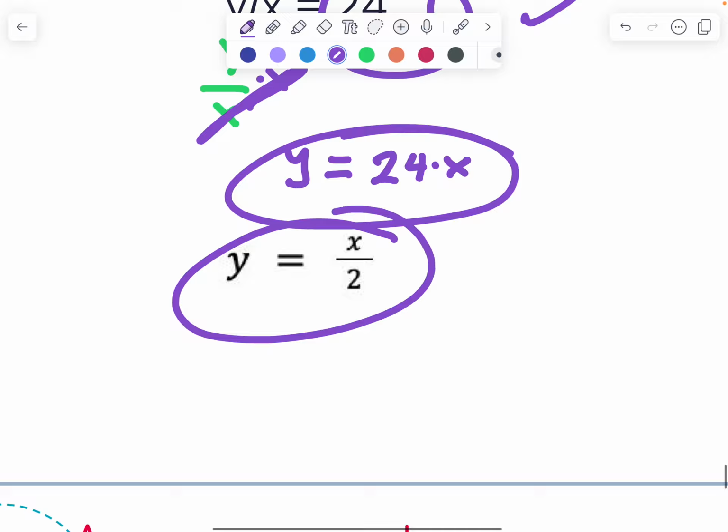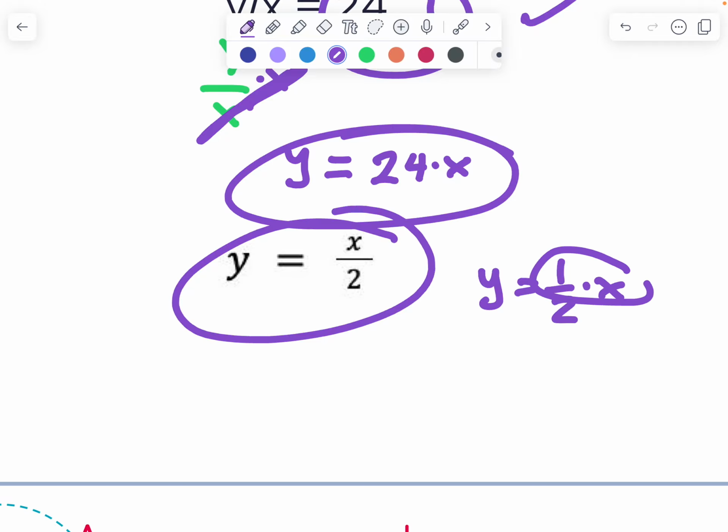This one, your slope is 1/2. It's kind of a tricky one. Y equals 1/2 times x. They just multiplied 1 and x, right? They did that fraction multiplication.